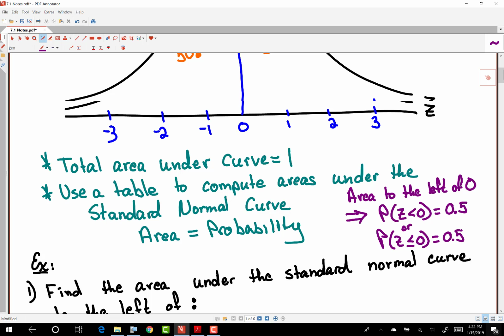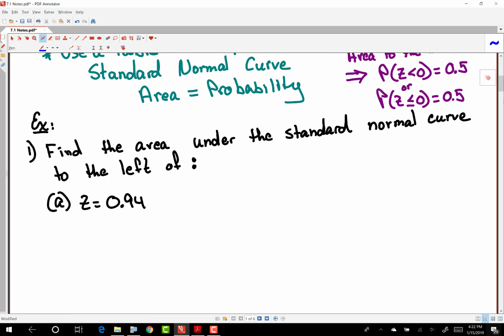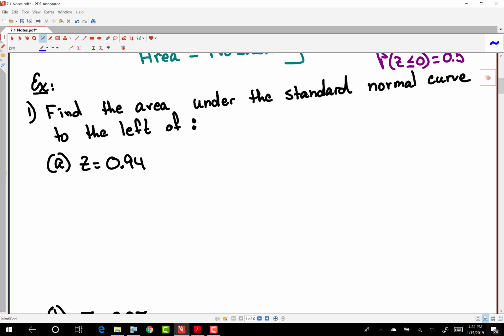Okay, so the first thing I want to do is show you how to use the table. So we're going to look at some examples. Really, that's all we're going to do in this section is practice using the table.